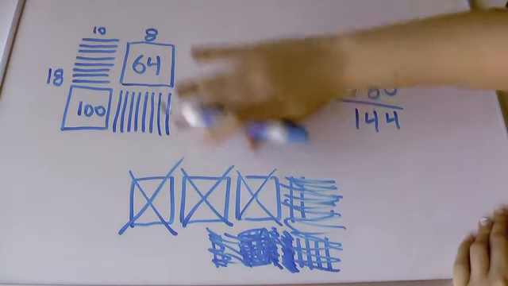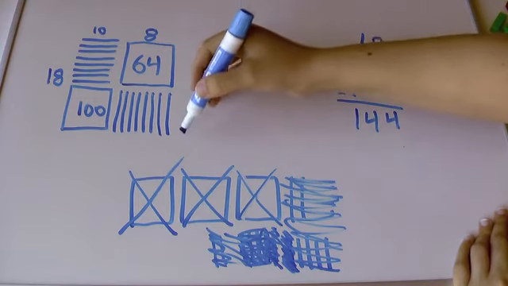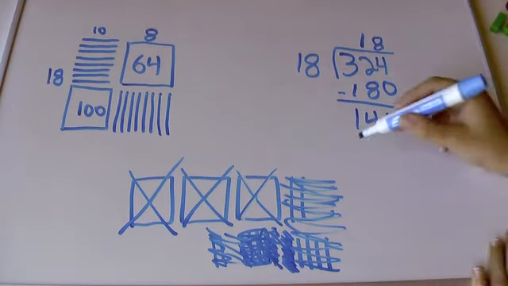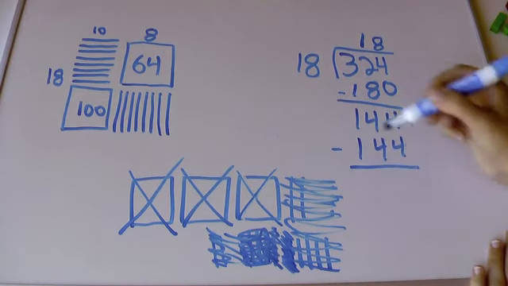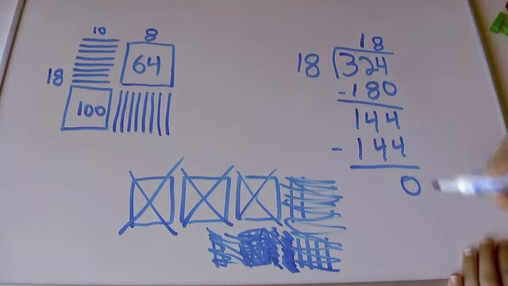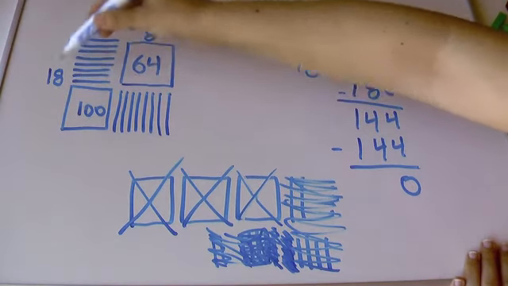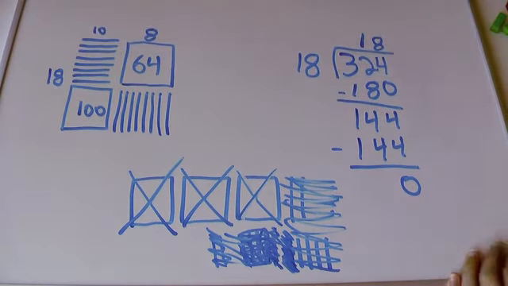And so how much did I take away? I had 144, and I took away 18 times 8, and that is 144. And what do I have left down here? A big old nothing. I've crossed it all out. And so I've made a rectangle with 18 on this side, and on the other side I found out it is 18, so another square there.